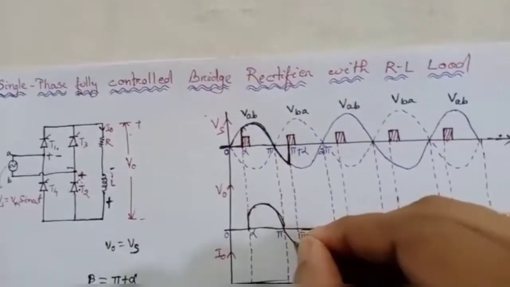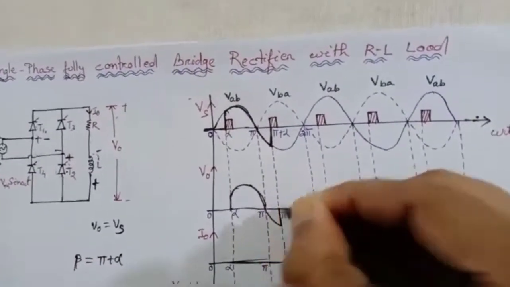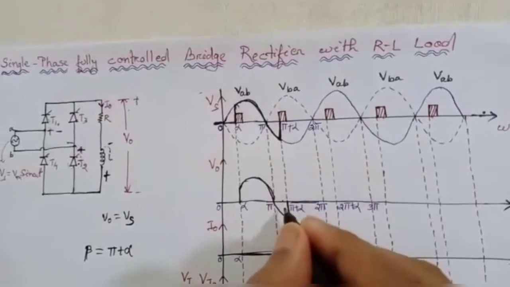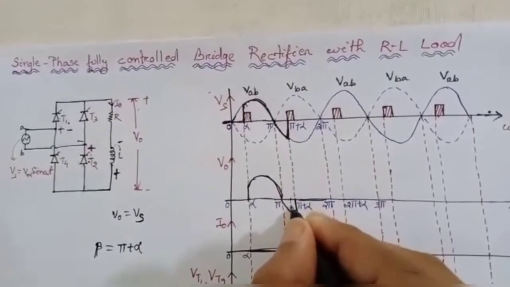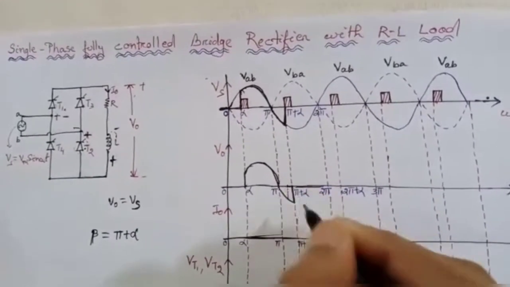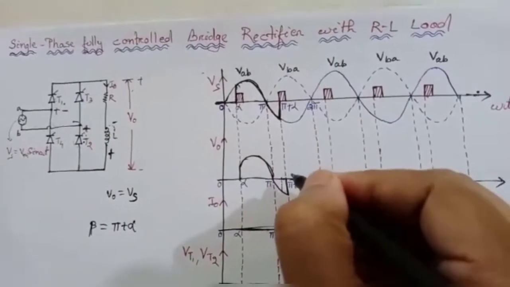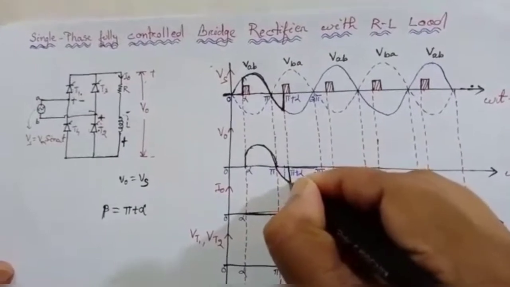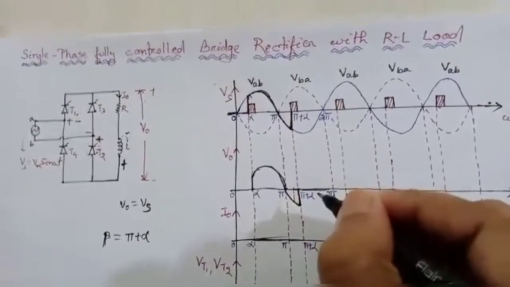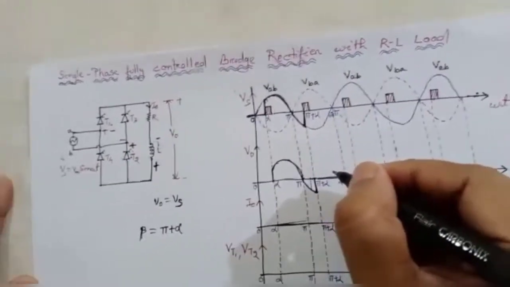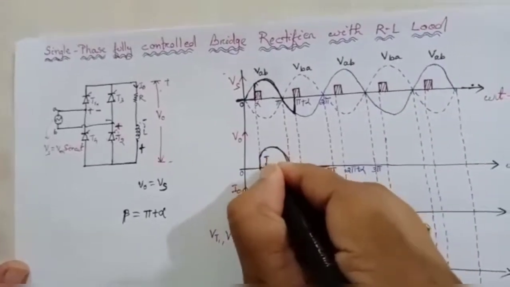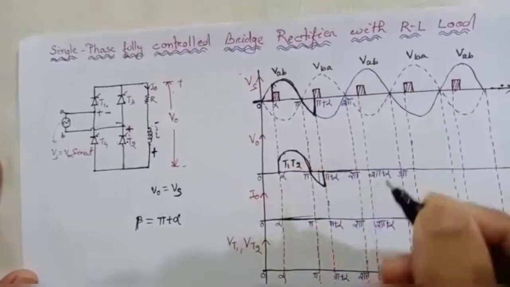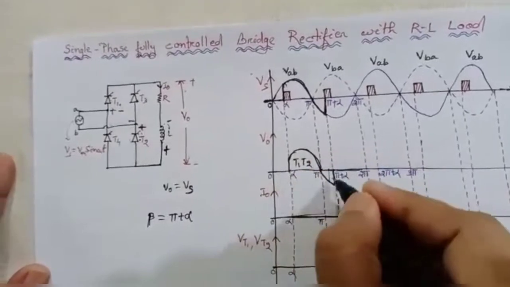If beta is less than pi plus alpha, suppose here, it should be like this and this voltage must be 0. But here we have assumed beta is equal to pi plus alpha. That's why, up to the next triggering pulse, the inductor will conduct, or the inductor will release its energy. So this is the turning on of T1 and T2 and we get this much voltage.